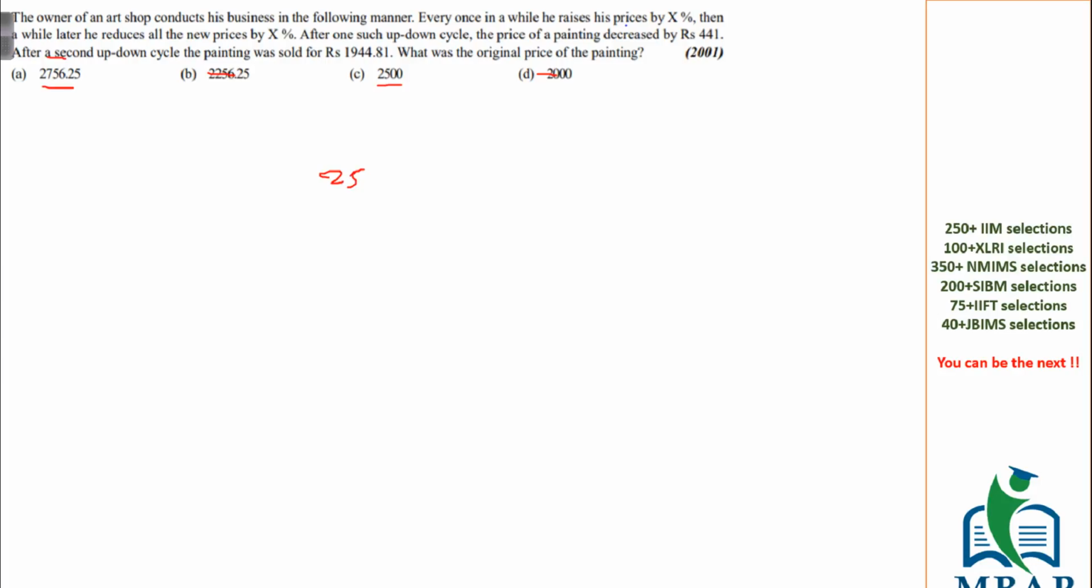So let's start with 2500 and let's see if 2500 can give you the answer. It's good enough. If not, then check out the last option, which could be the answer. On 2500, you increase the value by X percentage and then you reduce the value by X percentage. The value reduced by 441. So technically, if you look at the percentage change, 441 reduction on 2500 is going to be close to around 17 to 18. Let's consider it to be 17 percentage.